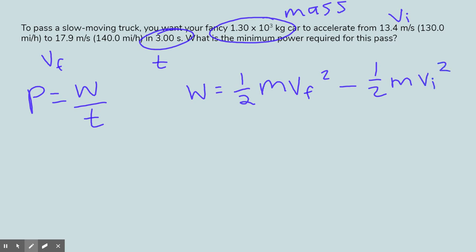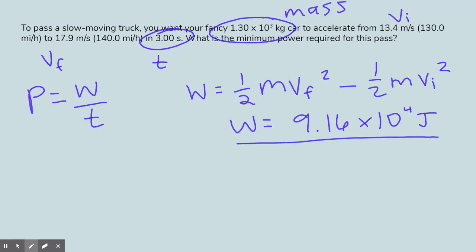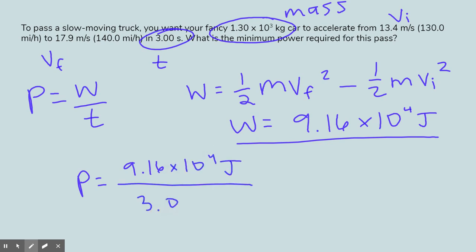When you plug in all of this information, you should find that that work is equal to 9.16 times 10 to the 4th joules. We can take this value and plug it in. So P equals 9.16 times 10 to the 4th joules divided by 3.00 seconds. And it equals 3.05 times 10 to the 4th watts. And you'll see that the sig figs are consistent. We have 3 here, 3 there. So I had 3 in my answer.